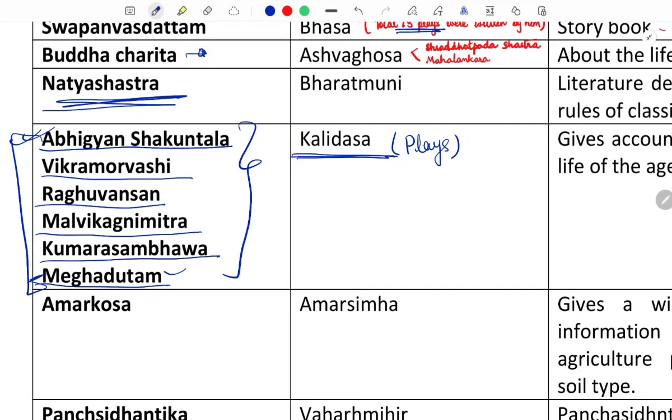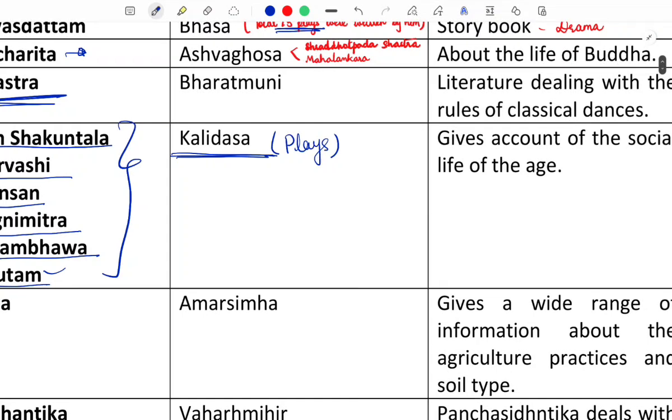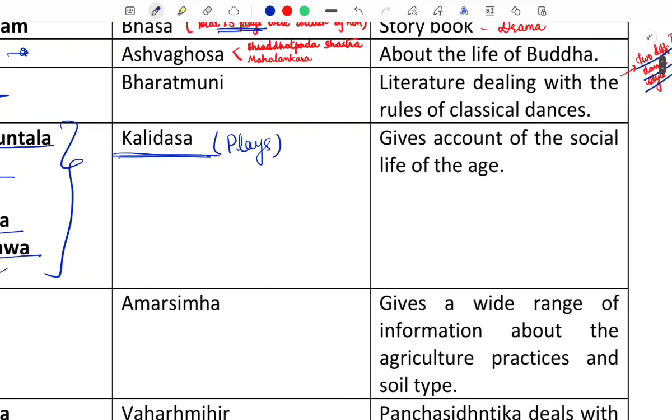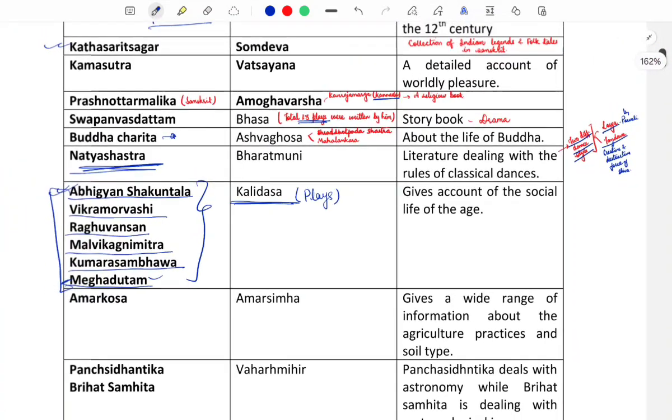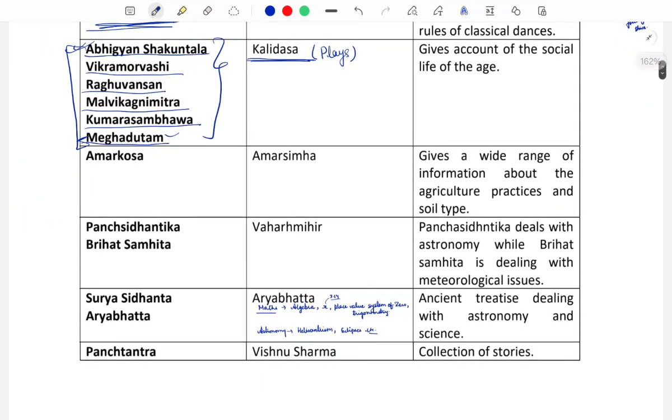All six were actually famous, but these two were very famous, and later on we also find various references, a lot of references, in the NCERTs also. So these plays, these dramas, actually give an account of the social life prevailing at that time period. This is why it is not a direct source of history, but it gives us an idea of the social conditions of that age.